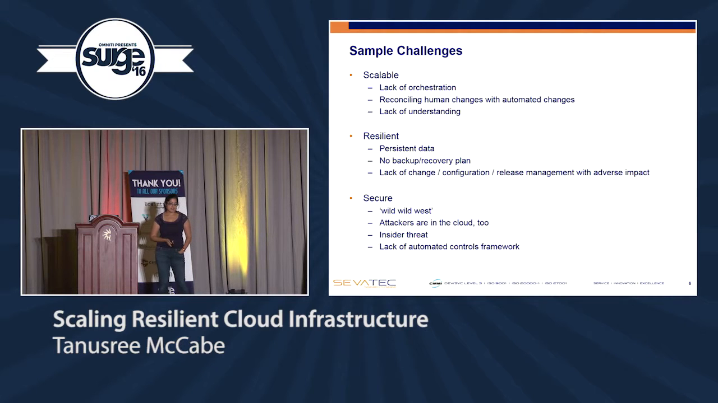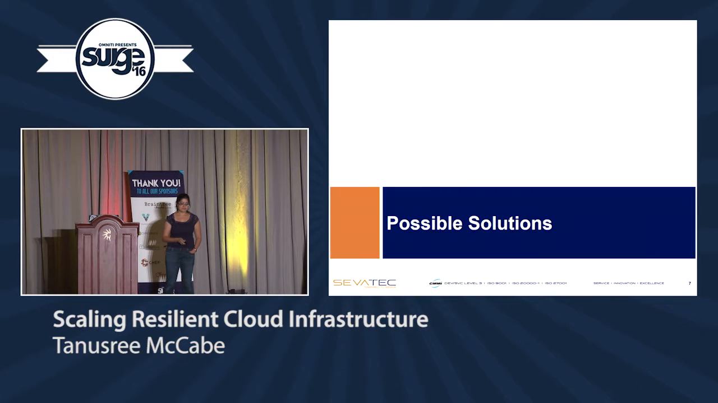And then lack of automated controls framework. So earlier I said that one of the advantages of the cloud is that it's API driven. So the great thing about APIs is that it allows you to do automation, but that takes time, that takes effort, and in various places I've been, there hasn't been time and effort put forward to automate compliance monitoring and compliance remediation. And we'll talk about that too in a little bit.